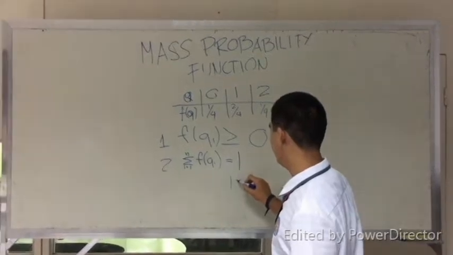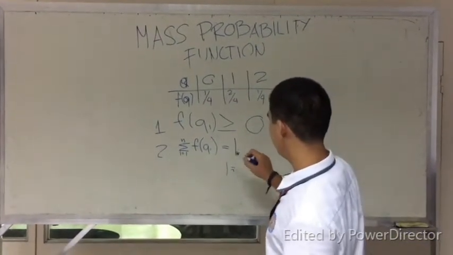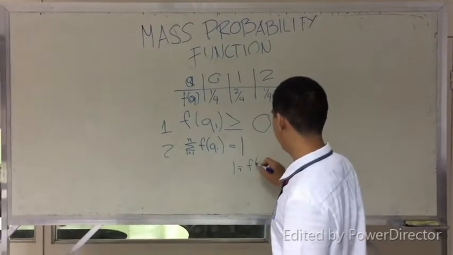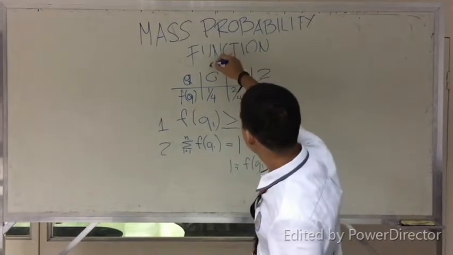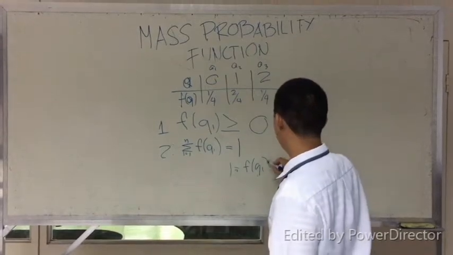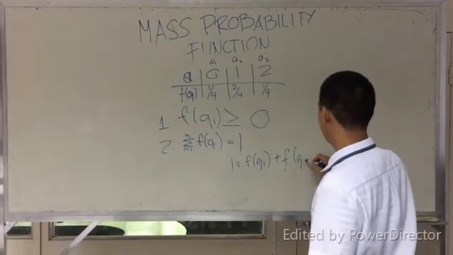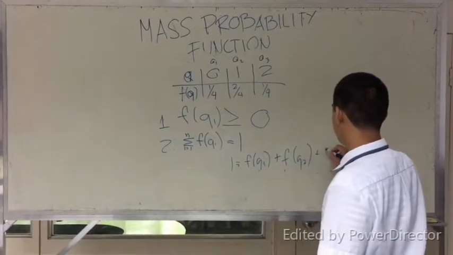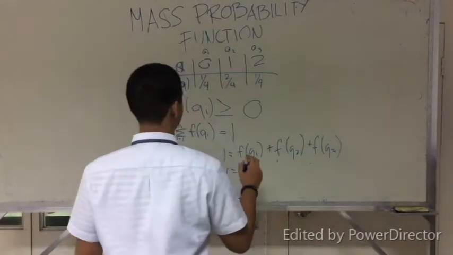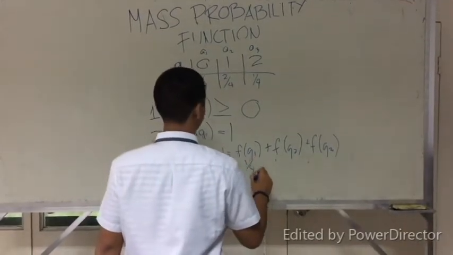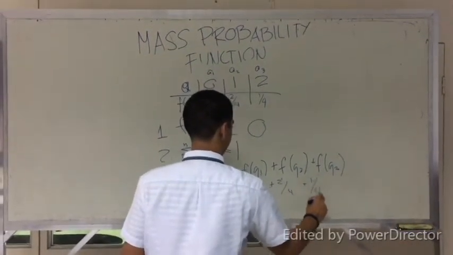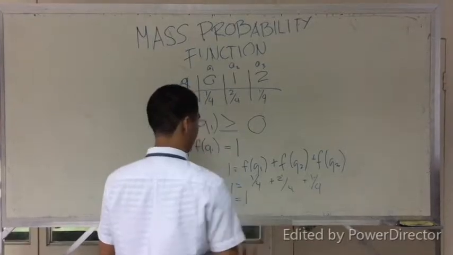1 is equal to f of q1, this is q1, q2, q3, plus f of q2 plus f of q3. 1 equals 1/4 plus 2/4 plus 1/4. 1 equals 1.